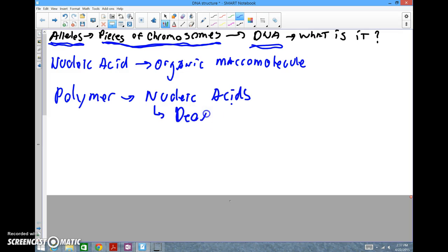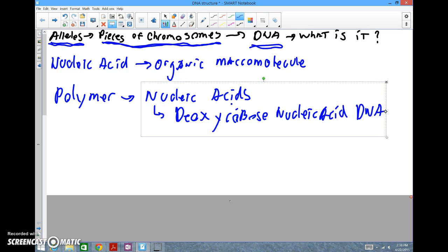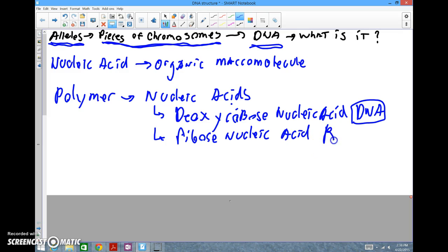There is deoxyribose nucleic acid, which is what we know of as DNA. There is also ribose nucleic acid, which is another type of nucleic acid called RNA. You may have heard of RNA. As we get into some of the later stages of this process, we're going to discuss RNA in some detail. So that's the polymer unit.